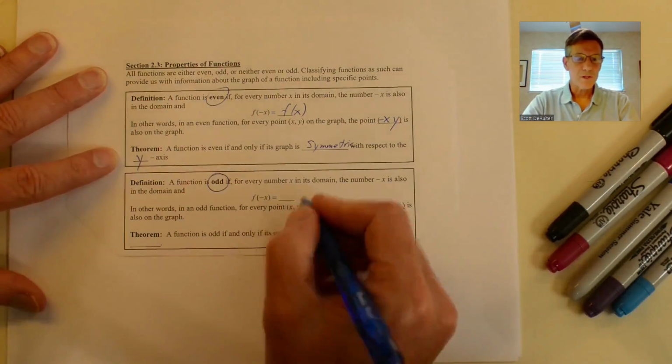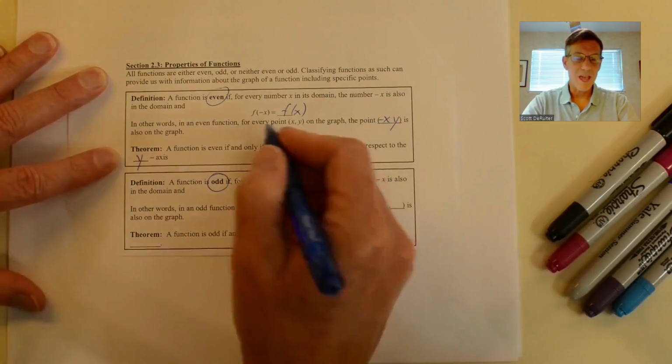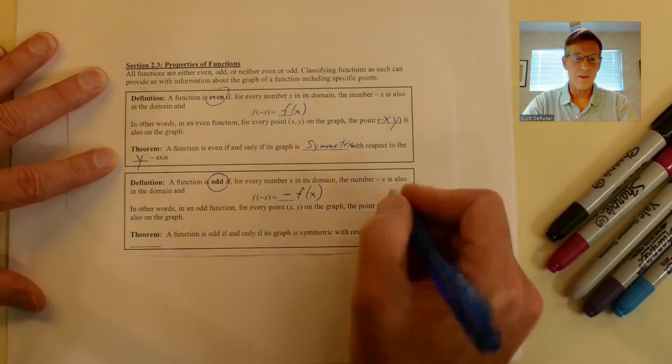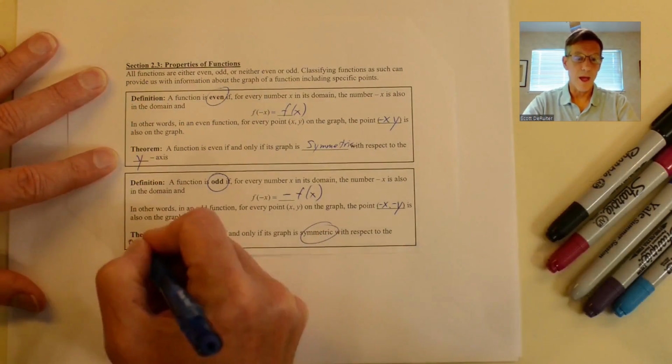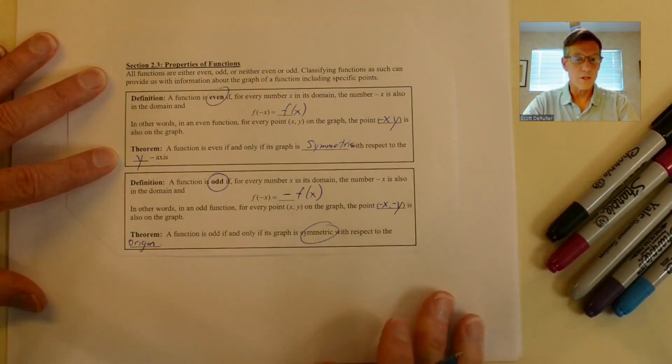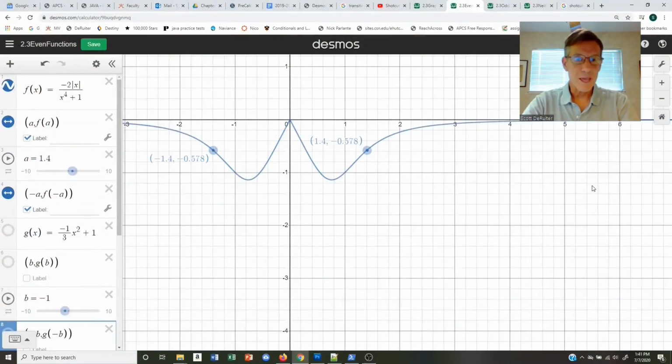If we're talking about the definition of the odd function, f of negative x is negative f of x, so a little bit different than the even function. If xy is on the graph, then negative x, negative y is also on the graph, and it's symmetric with respect to the origin. So let's get right to some examples.